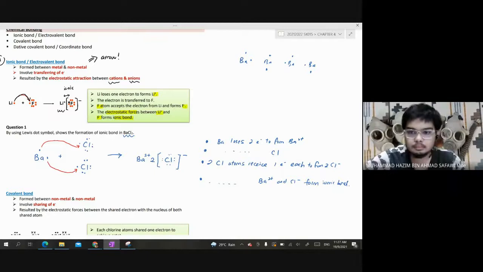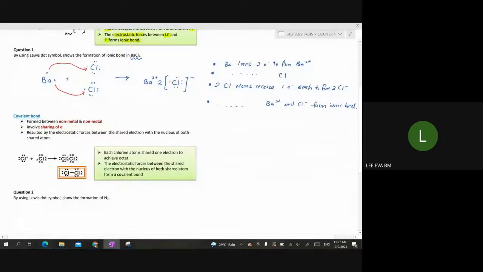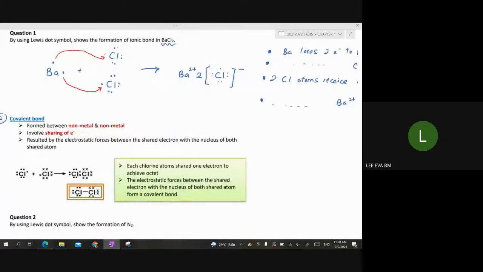Yes, madam. Okay. So our second bond is covalent bond. As you know, covalent bond forms between two non-metals. So you must know which one is non-metal. If I say formation between oxygens and nitrogens, both are non-metal, so covalent bond. Covalent bond forms between non-metal and non-metal.